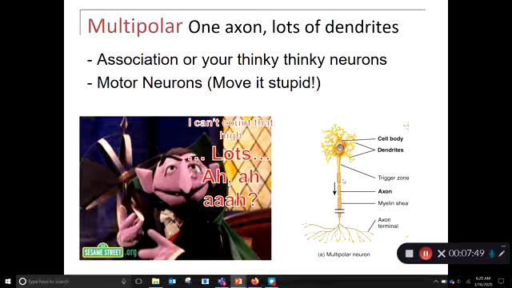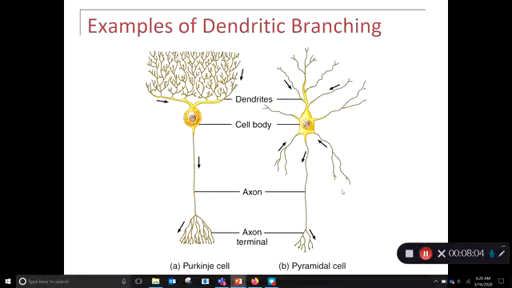These are the neurons that are your thinky parts, as well as the motor neurons. You have a whole bunch of dendrites with one axon. Multipolar. Now you could have multiple different types of multipolar neurons. You have the Purkinje and the pyramidal. You do not need to know at this time where and how they operate and function.